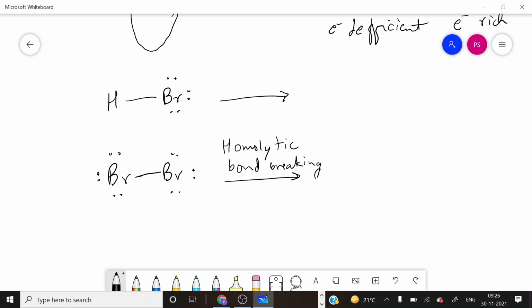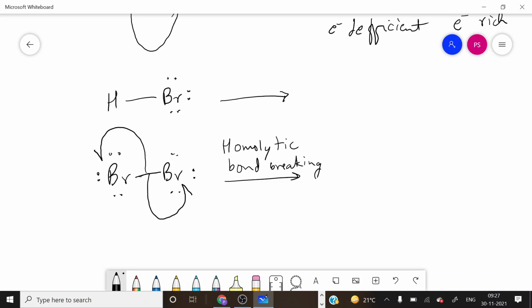Homolytic bond breaking. Now here the electronegativity difference of these two atoms is zero, because both belong to the same element, so the electronegativities of these two atoms are the same. So I am going to break this bond in a homolytic manner. I am going to move one electron towards the left bromine and one electron towards the right bromine. We know that a single bond means two electrons. So one electron shifts to the left bromine and one electron shifts to the right bromine.